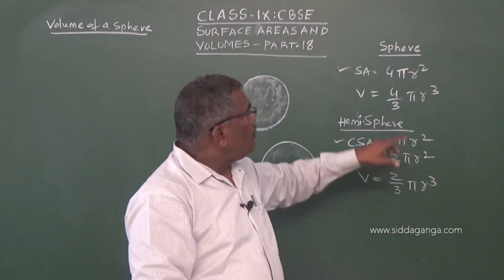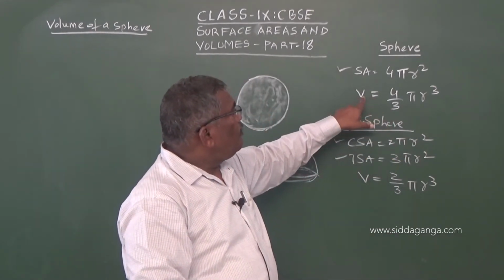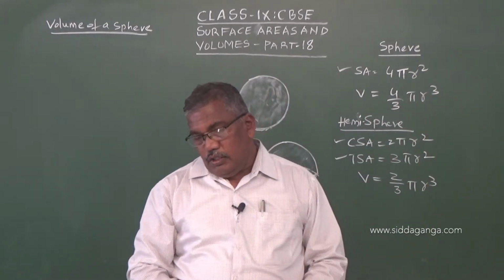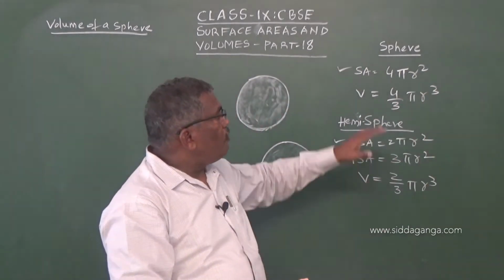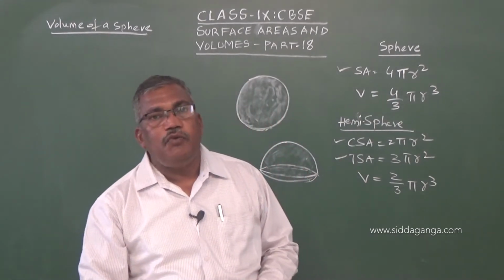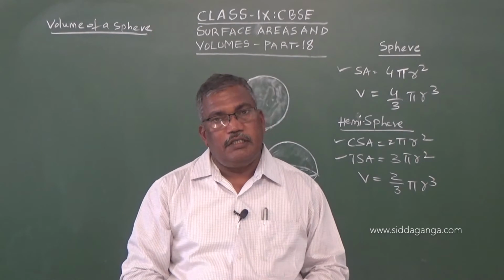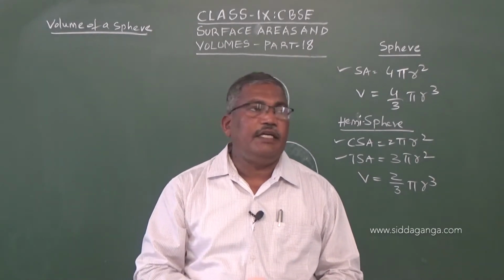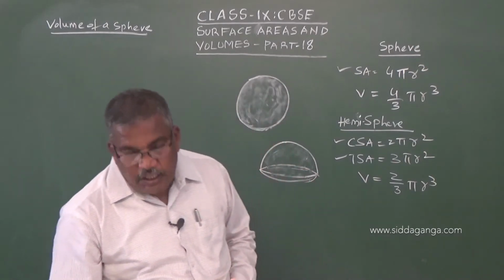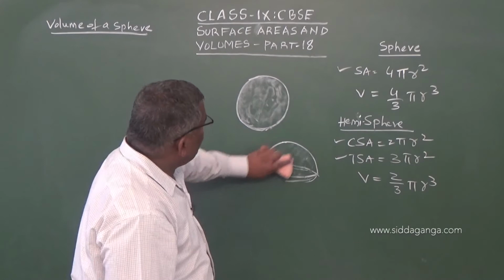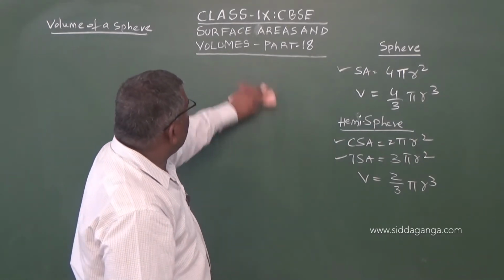Now we have to understand that the volume of a sphere is 4 by 3 pi r cube. See, the derivation of these formulas you will study more scientifically in your higher classes, but to make you believe and understand, a practical example is given in your textbook. I will try to explain it to you.